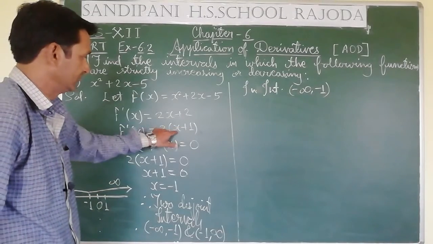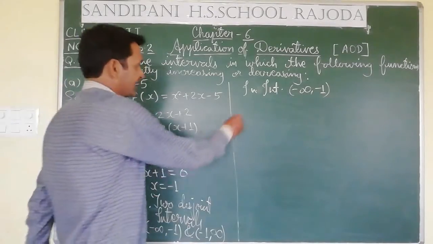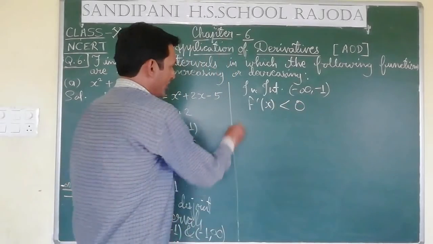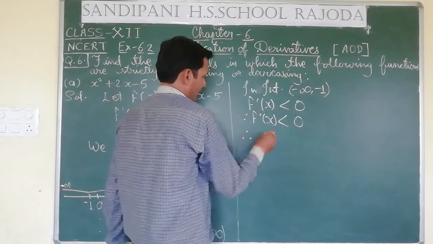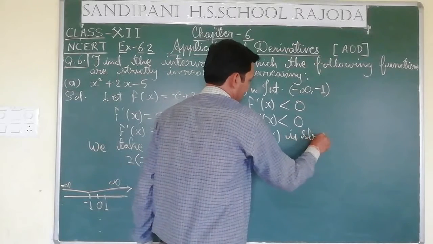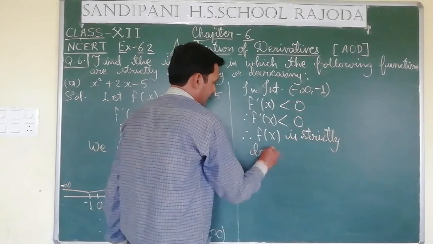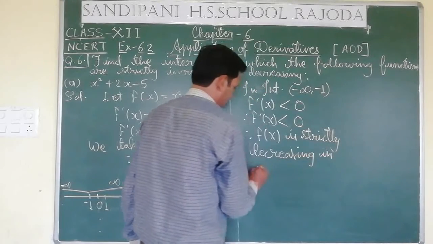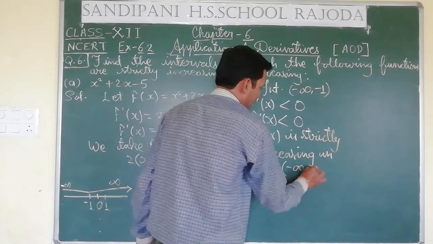Suppose I am putting minus 2 here, then what will it become? Minus 2 plus 1, that is minus 1, minus 1 into 2, that is minus 2, which means f dash x is negative here. So f dash x is less than 0. Because f dash x is less than 0, therefore f of x is strictly decreasing in the interval minus infinity to minus 1.